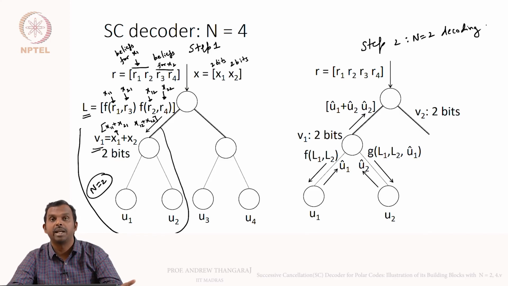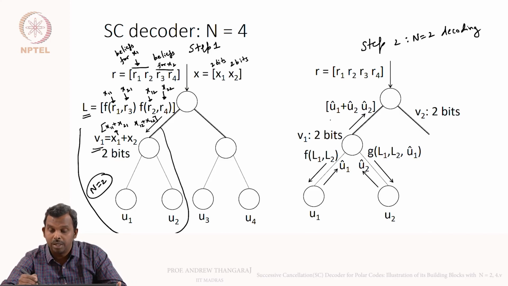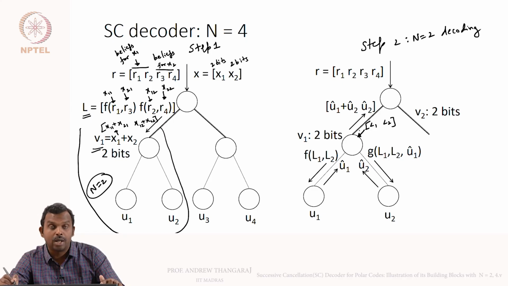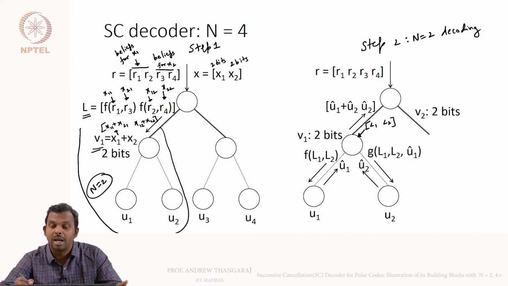So that's the basic building block. You have 2 beliefs coming in, L equals L1, L2. Maybe I should write that down somewhere here. L1, L2 are coming in here. That's the L that you had here, f of R1, R3, f of R2, R4. And what do you do in the n equals 2 decoding? We know what to do. You do the min sum function, f of L1, L2 goes down, u1 hat comes back in, g of L1, L2, u1 hat goes down to the right side, and then u2 hat comes back in, and what goes back up? u1 hat plus u2 hat and then u2 hat.